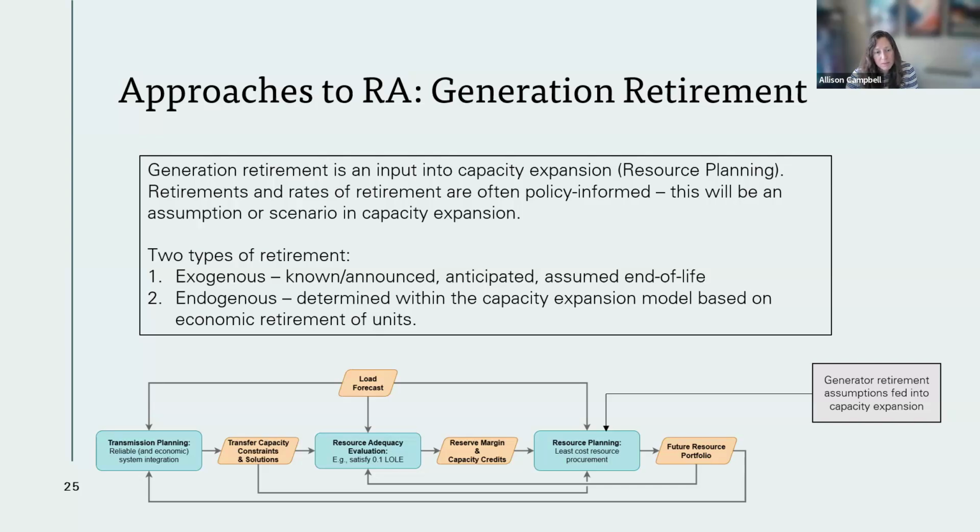There's two types of retirement that you can consider. The first is exogenous. So perhaps you know that a handful of generators are going to be retired because it's been announced, or the anticipated retirement, or perhaps you want to use an assumed end of life for a specific class of resources. The other way to model generation retirement is endogenously, meaning within your model. So perhaps you have a way to determine within the capacity expansion model based on economic retirement of units, and then they are simply retired within the model itself.